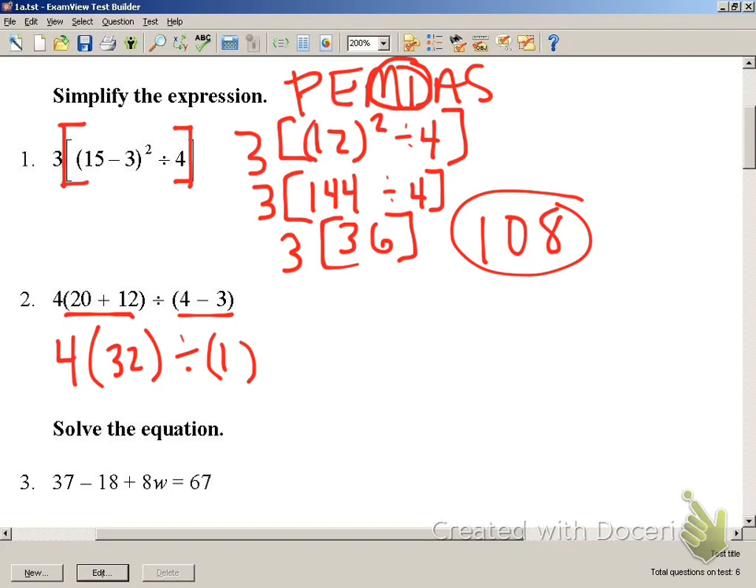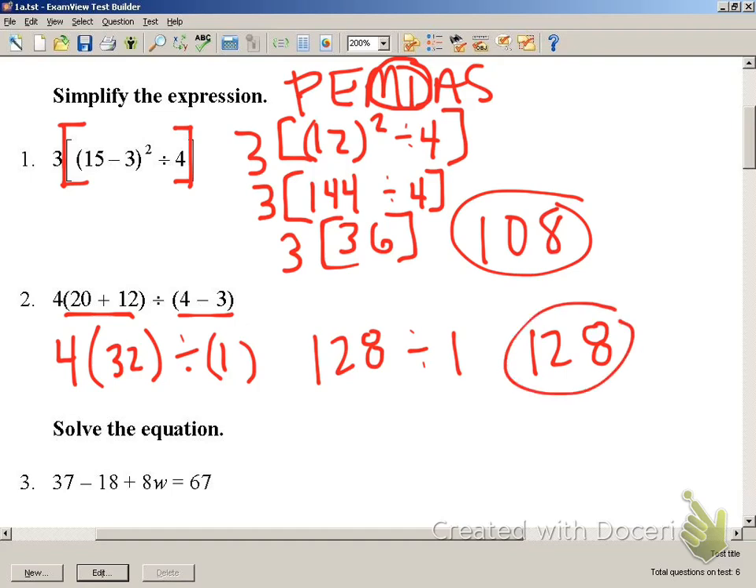Multiplication and division from left to right. So I'm going to say 4 times 32 divided by 1. Just the order that I would have to work it. So you go by the way that you read it. So 4 times 32, 128, divided by 1, and we know any number divided by 1 is itself. That's our order of operations.